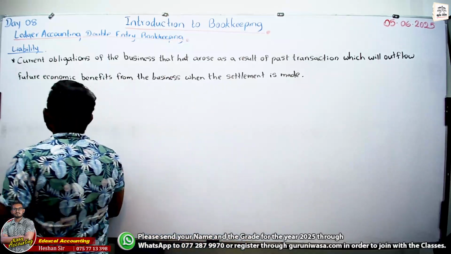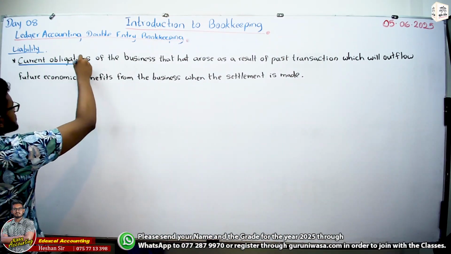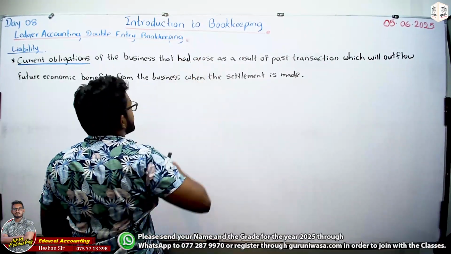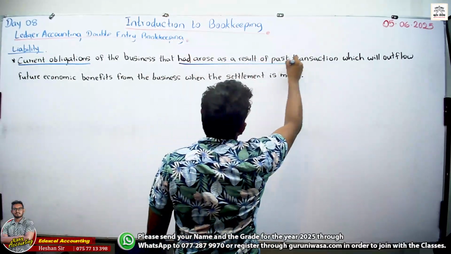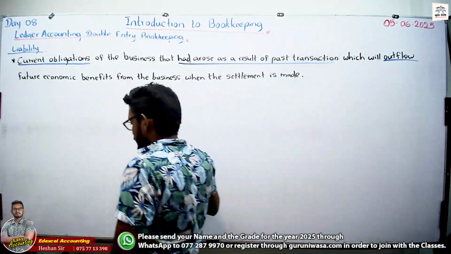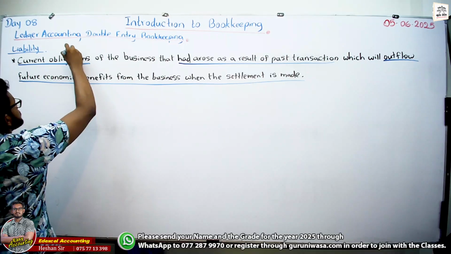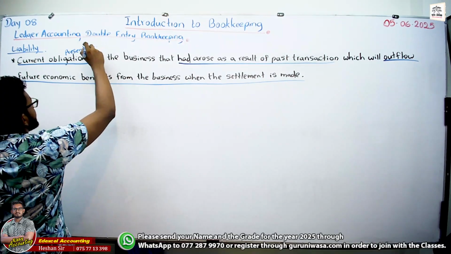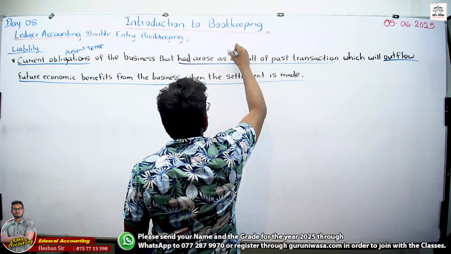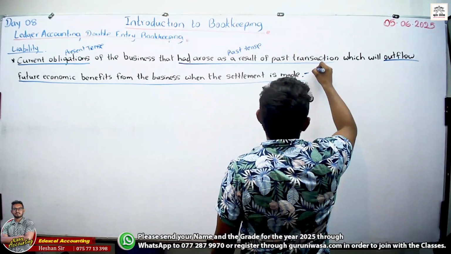We can identify three characteristics in the liabilities. Current obligation in the present. Don't write, look here, I'll give you enough time. Had arisen as a result of past transaction. Outflow future economic benefits when the settlement is made. Current obligation is in the present tense. In the present, it is an obligation. Arose as a result of past transaction, it is the past tense. Outflow future economic benefits when the settlement is made, it is the future tense.